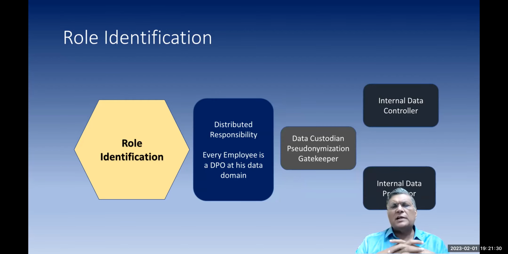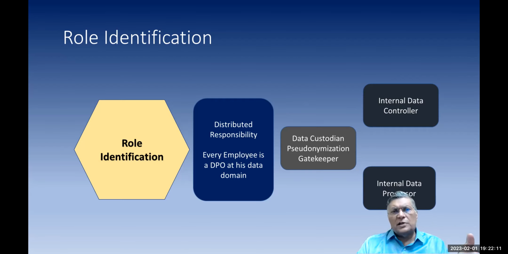Now this role identification, which has come as a new element, arises because we have been talking about distributed responsibility as one of the important requirements of an effective data protection implementation. The idea is that GDPR expects that there has to be accountability. Therefore, we need a designated data protection officer so that externally he is the person who represents the organization, and that is required. There is no doubt that a person needs to be designated.